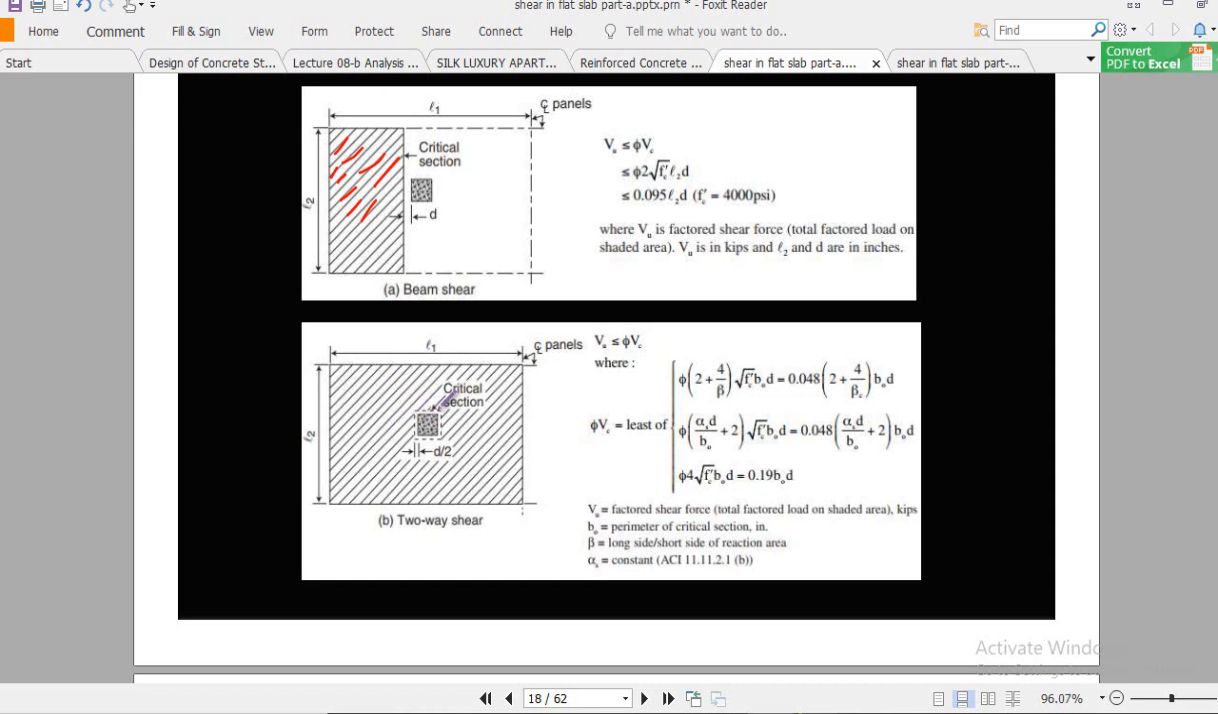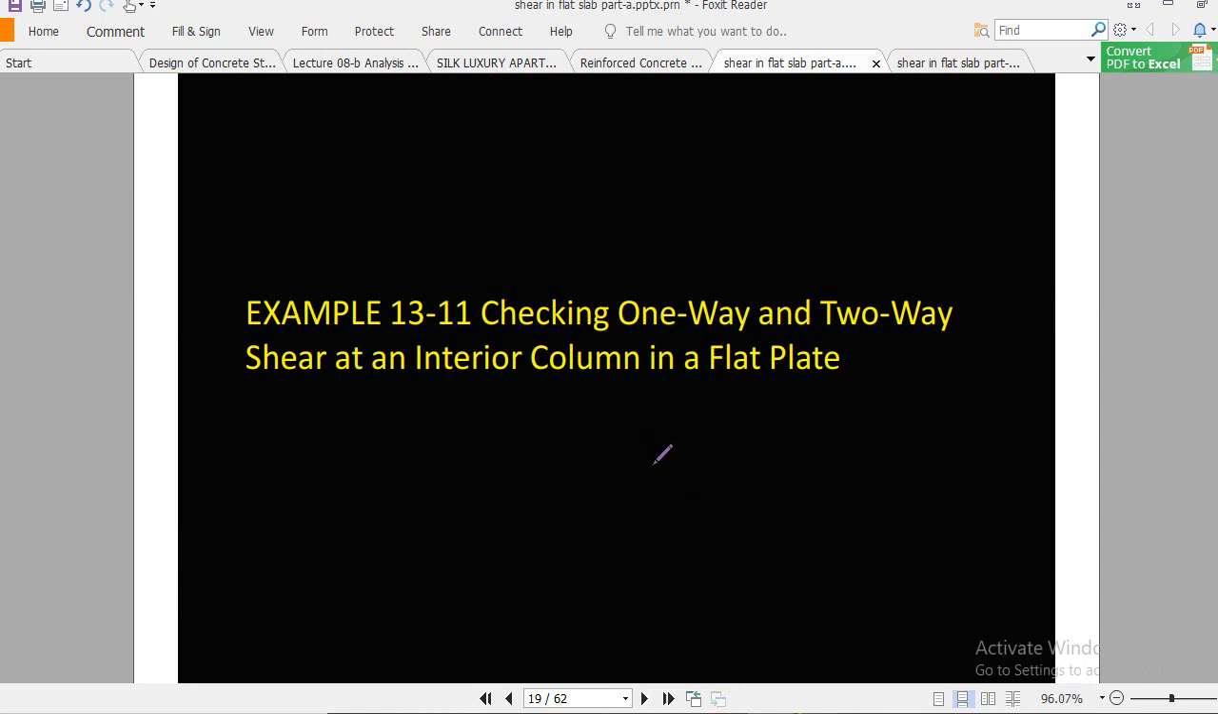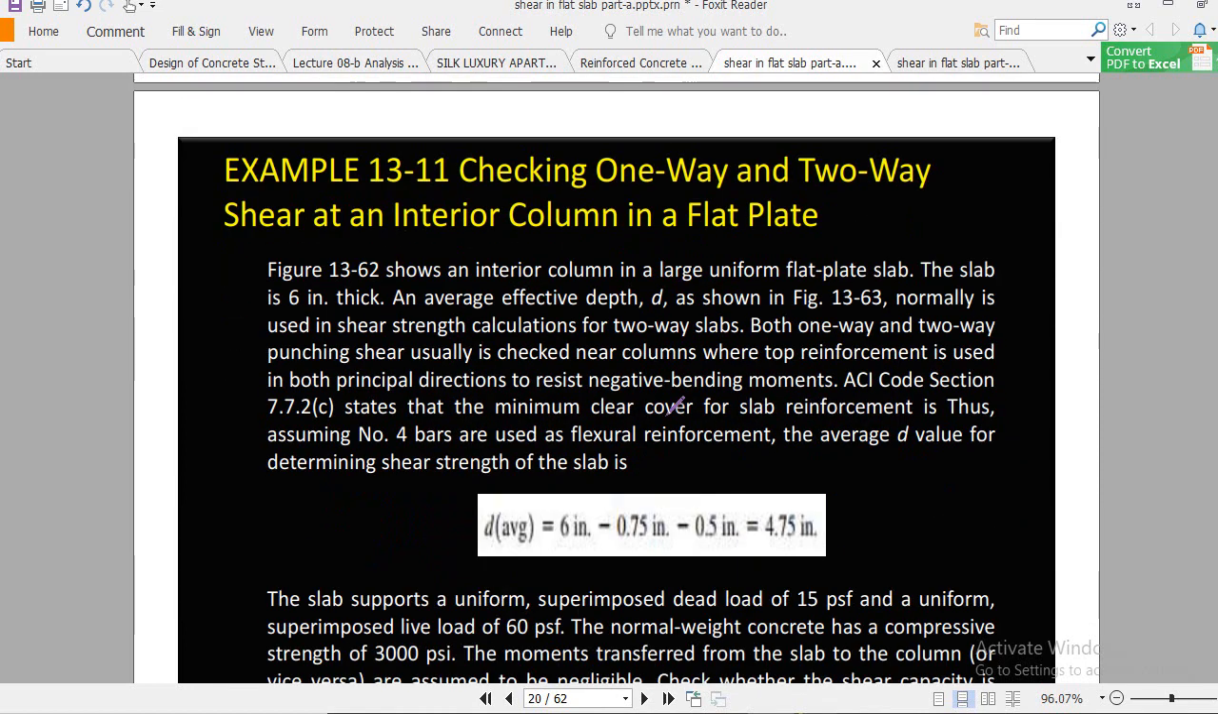The interior area which is bounded by this critical section will be subtracted, and we get the value of Vu. We have to use the three equations for the punching shear, and we use this equation for the beam shear. Now we have an example.